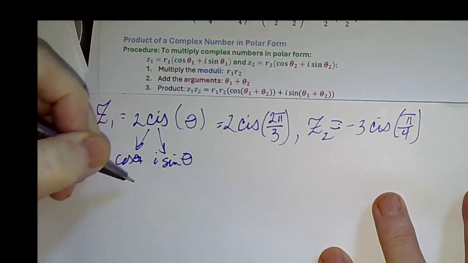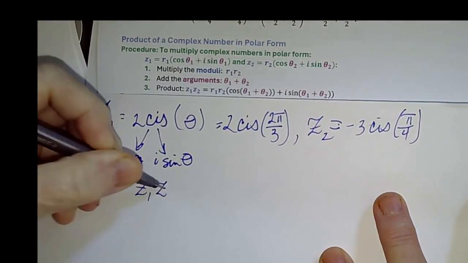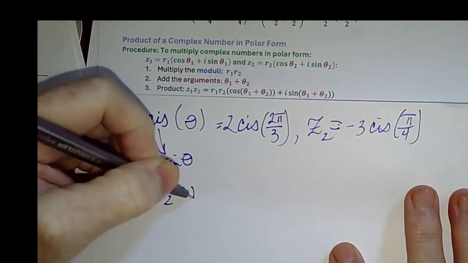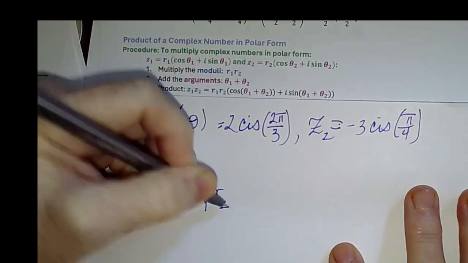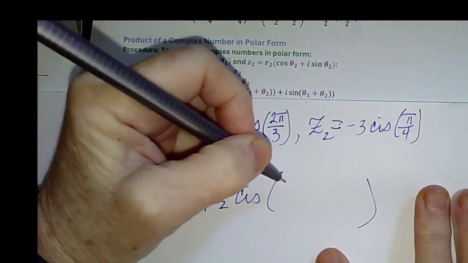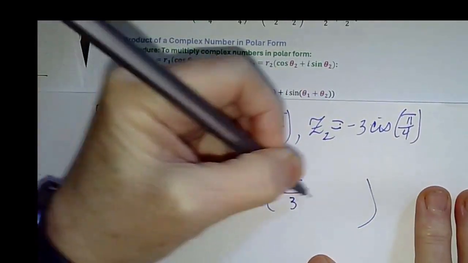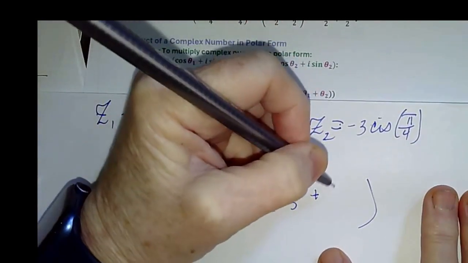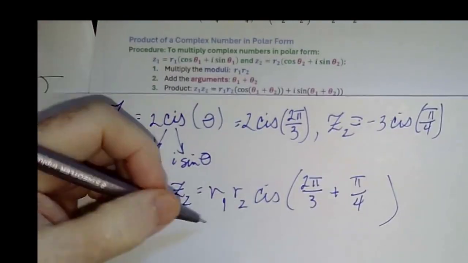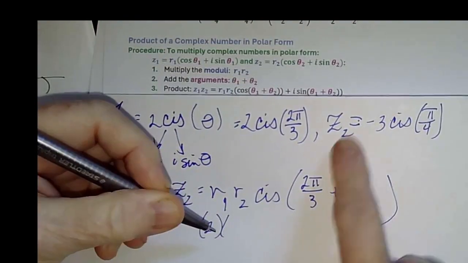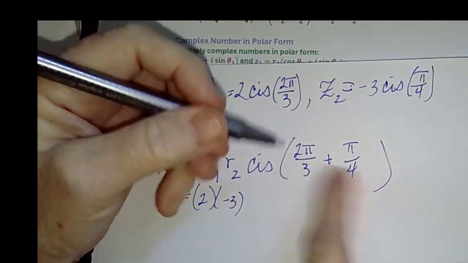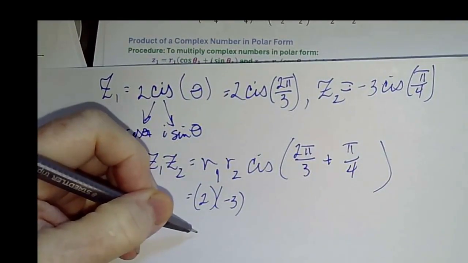And to find the product, we're going to take the product of the r's and the sum of the angles. And r1 and r2 are 2 and -3. Now we need to add the angles.